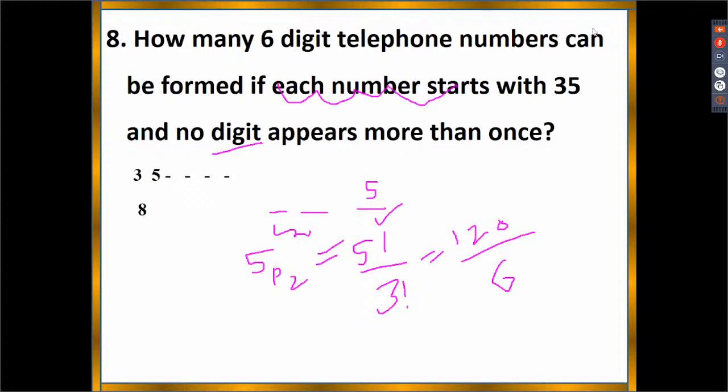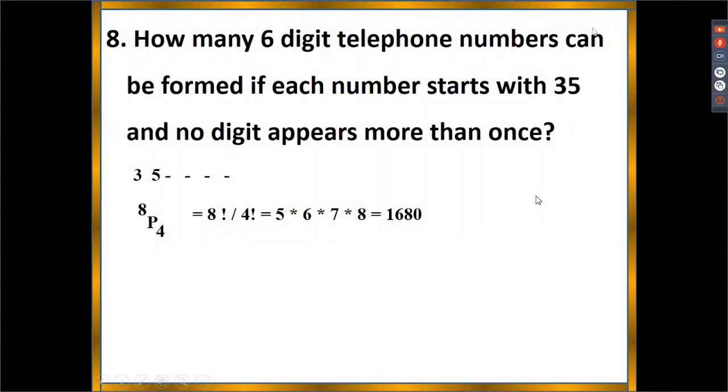So 0 to 9, excluding 3 and 5, there are 8 digits. Out of 8, you can fill only 4 places. That is 8P4, nothing but 8 factorial by 8 minus 4 factorial, which is 4 factorial. Do it first one. Up to 4 factorial cancels, so 5 into 6 into 7 into 8. What is the answer?